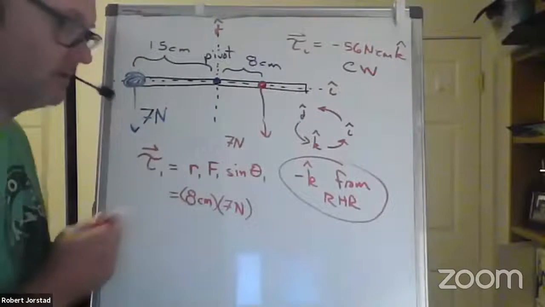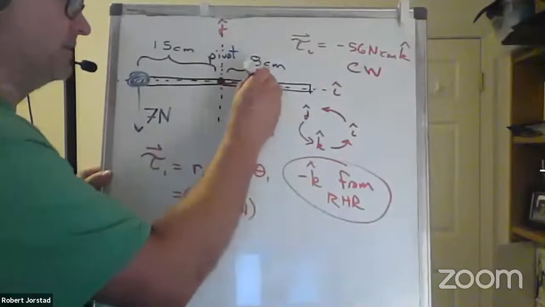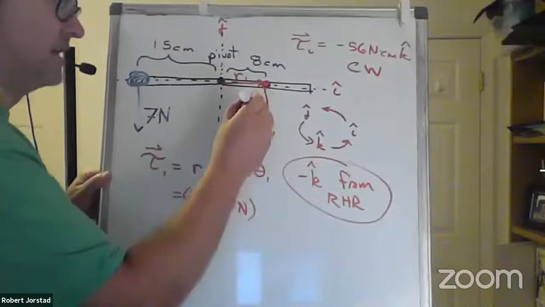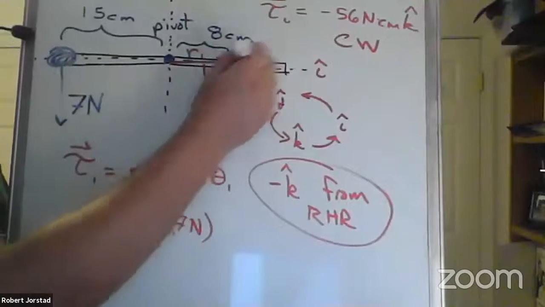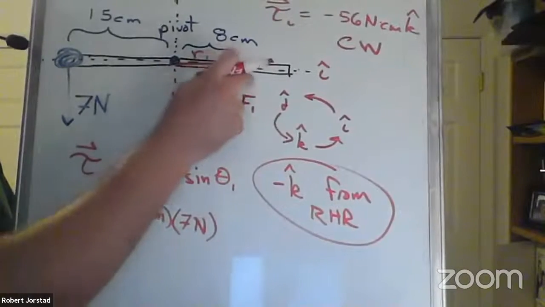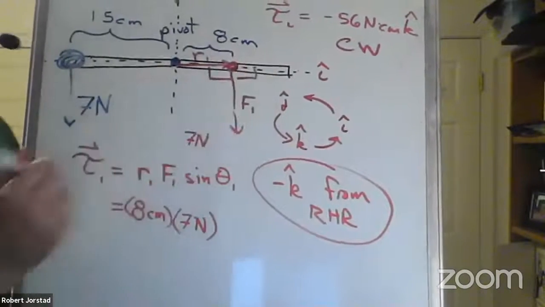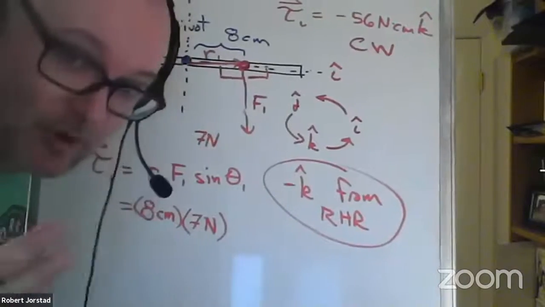It's the angle between R and F. So if this is R1, and this is F1, what is the angle between those two? So just 90 degrees, in this case. Now, which one should it be? Should it be that one or this one? The first one is correct. The second one is also correct.